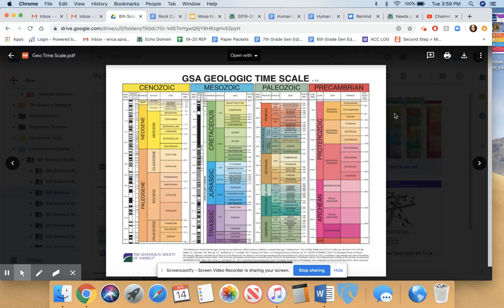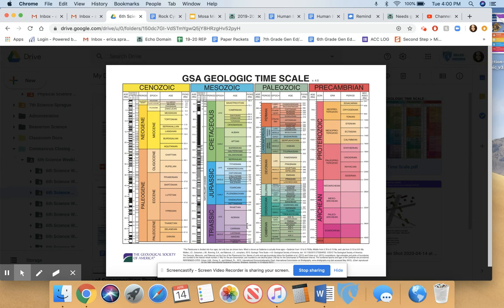I really like this one. This one just breaks it up a little bit differently. This is Precambrian, so the oldest, then Paleozoic, Mesozoic, and Cenozoic. So this is from the Geological Society of America, and you can see that they have some different breakdowns, which is not super important for us, but they go a little bit further.